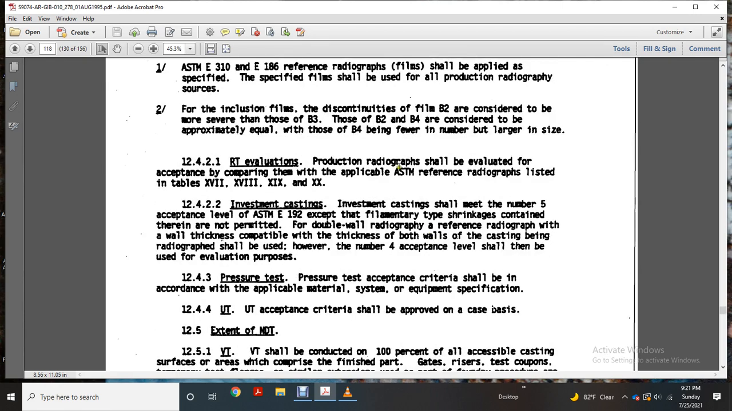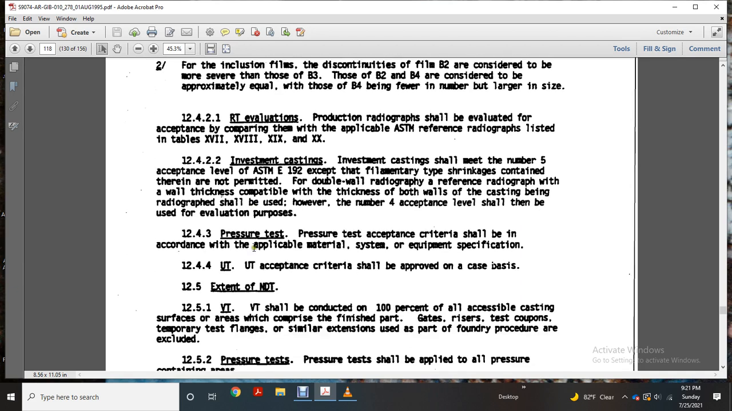Radiograph evaluations. Production radiographs shall be evaluated in accordance with the applicable ASTM reference radiograph listed in Tables 17, 18, 19, and 20. Investment casting shall meet the number 5 acceptance level of ASTM E192, except the filamentary type shrinkage contained therein is not permitted. Double wall radiograph references with the wall thickness capability of the casting being radiographed shall be used. However, the number 4 acceptance level applies for evaluation purposes.